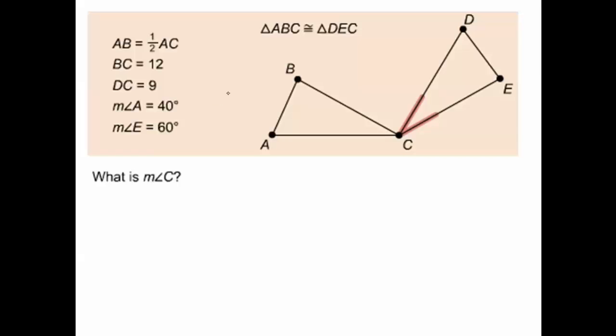Okay, same thing. Now they want to know the measure of angle C. I'm not going to do all that. I'm just going to do the angles this time. I know this is 40. That's 60. I know angle E is 60. No, angle D is 40.